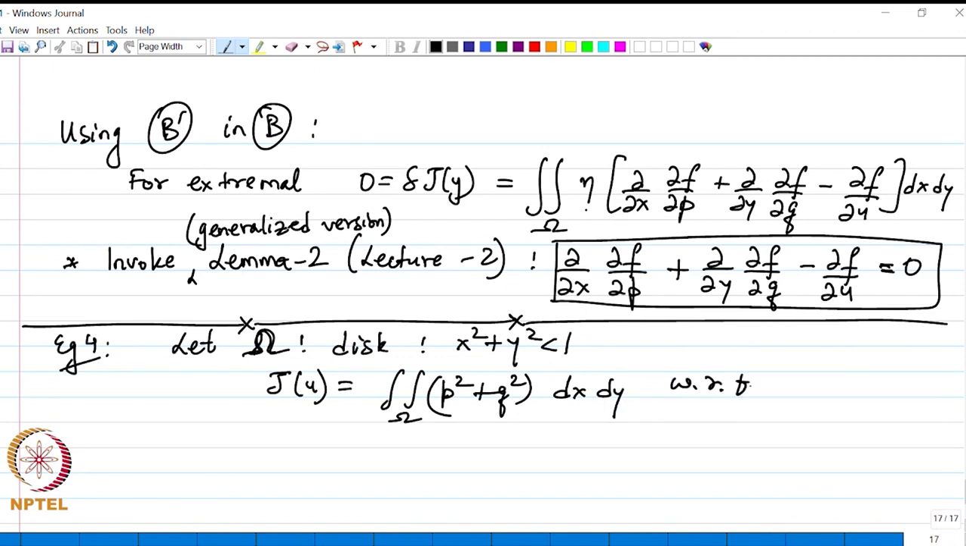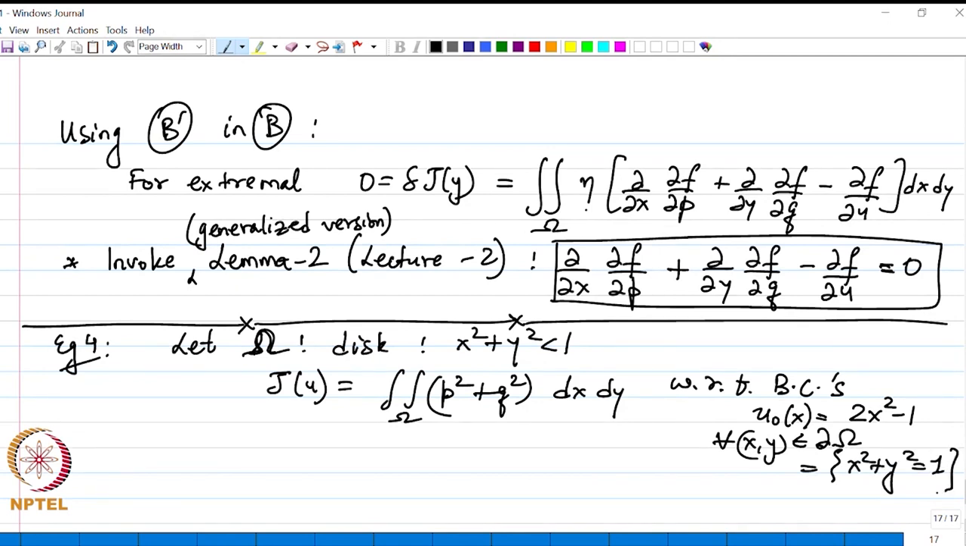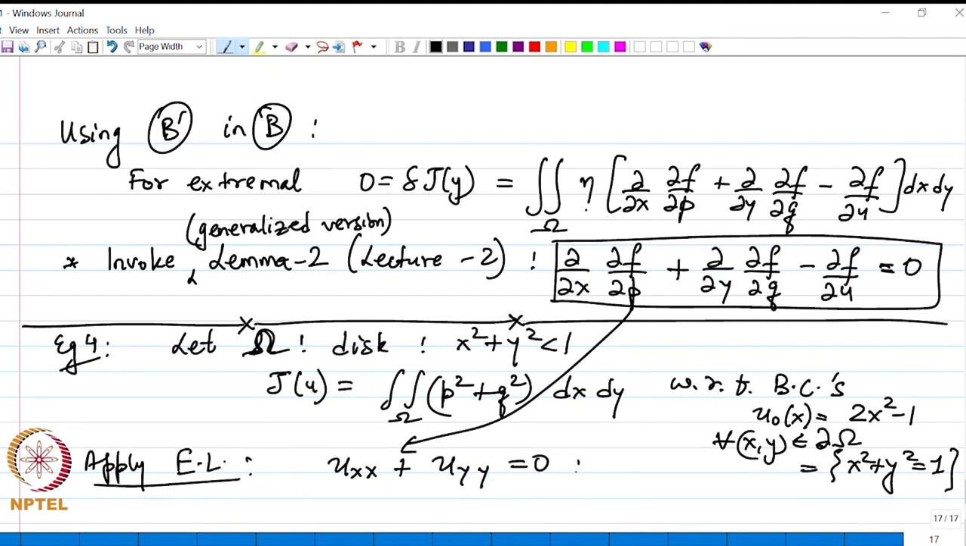with respect to the boundary condition, u naught of x is equal to 2x squared minus 1. We have this boundary condition for all x, y on the boundary of omega, which is nothing but the boundary of the unit circle, right? Okay, so when we apply the Euler-Lagrange equation, which is the boxed equation, we see that the extremal satisfies the following partial differential equation, which is nothing but the Laplace equation.